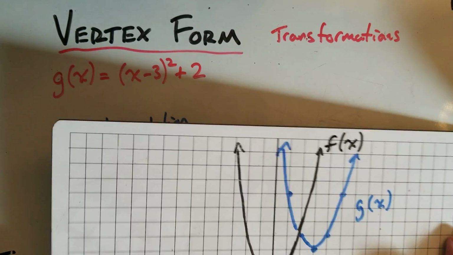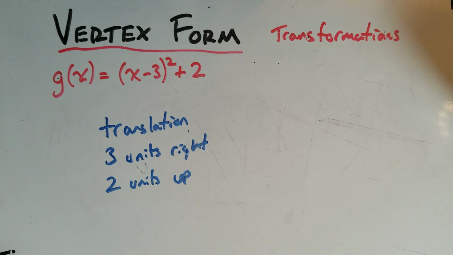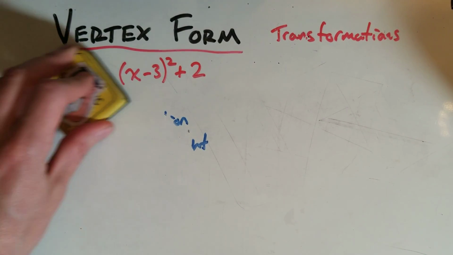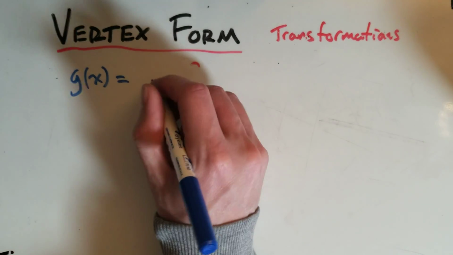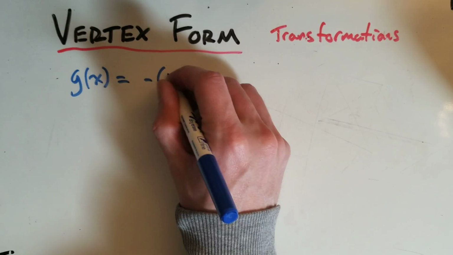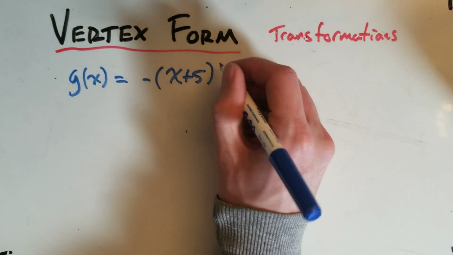All right, our next one, we have the function g of x again. So we have g of x is equal to negative, then x plus 5 all squared.